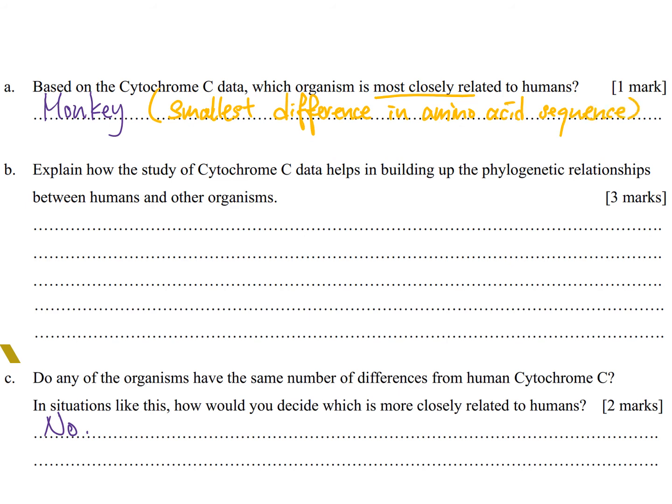And then let's take a look at question B. Explain how the study of cytochrome C data helps in building up the phylogenetic relationship between human and other organisms, or you can say to build up the evolutionary relationship between human and other organisms. That is, you have to recall the assumption for building up the phylogenetic relationship.